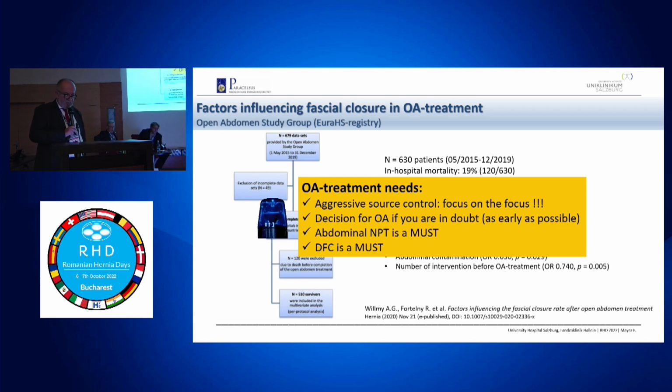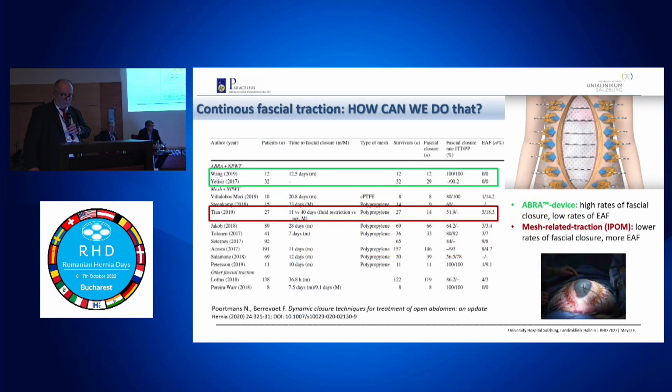And negative pressure therapy is a must in treating these patients, whereas the dynamic fascial closure is a must too. How can we do that? There are some systems on the market, like the Abra device or mesh-related traction devices using IPOM meshes.